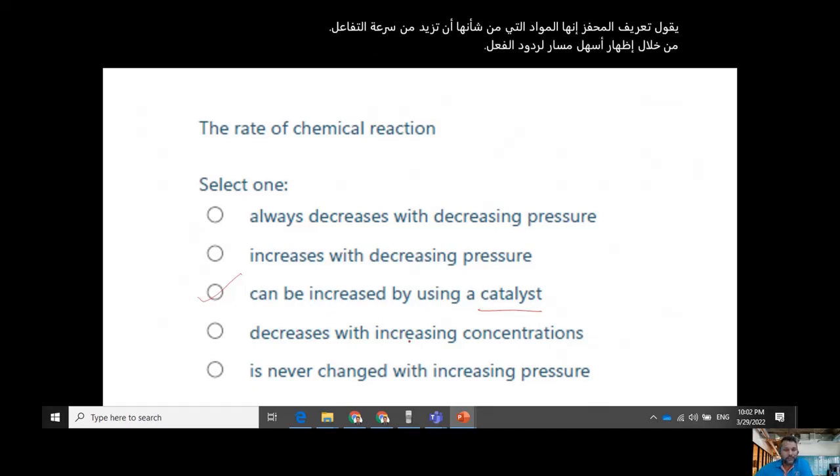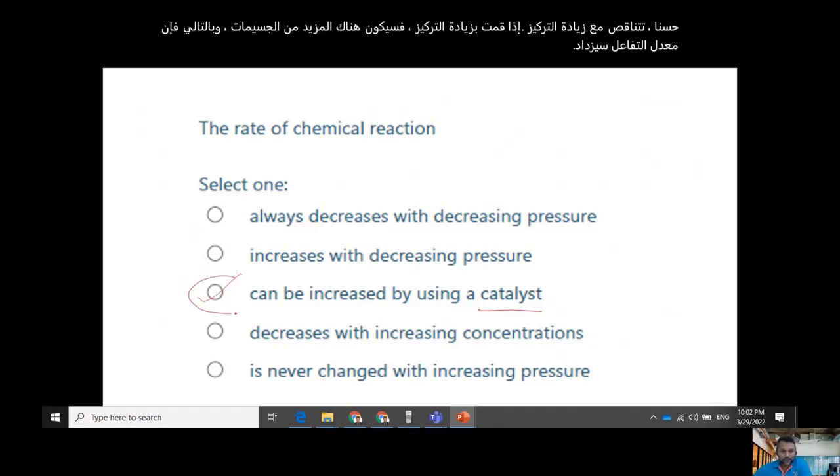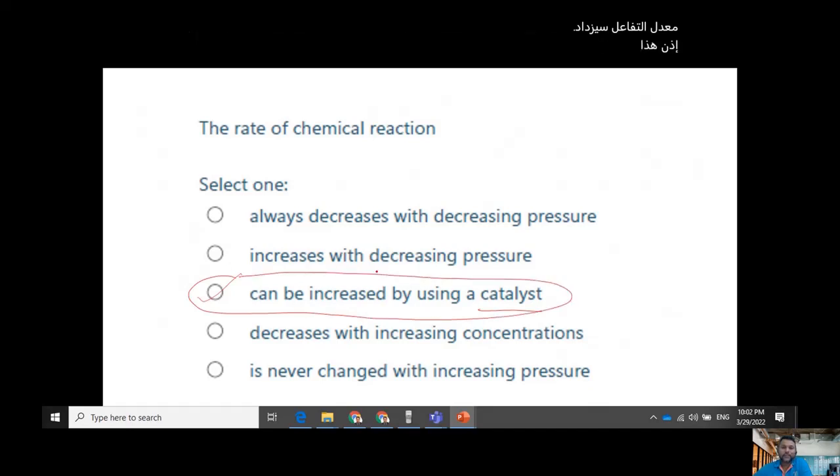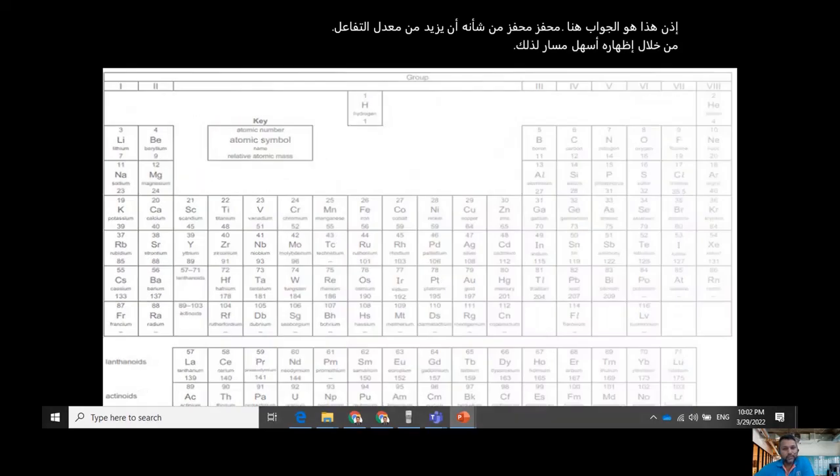Okay, decreasing with increasing concentration. No, if you increase the concentration, there will be more particles, so the rate of reaction would increase. So this one is the answer here. Catalyst would increase the rate of reaction by showing an easiest path for it. So that is our question number 20.